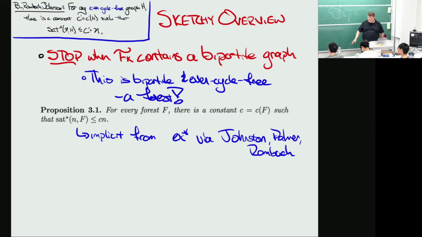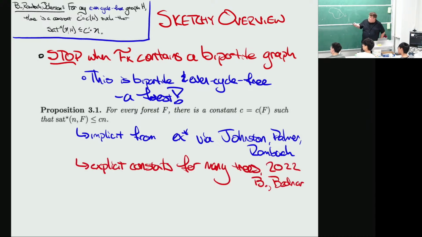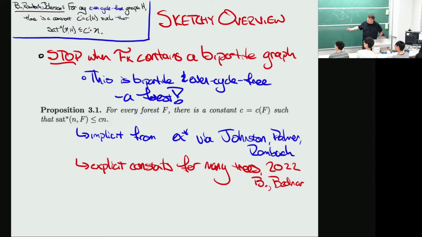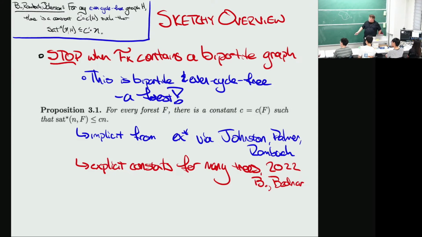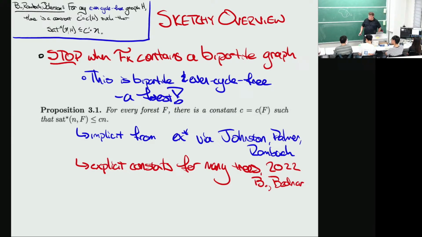Okay. We don't know what the rainbow saturation numbers are for forests in general. I have a paper on that as well. I'm very interested in it. And I told you already the only ones we know are like very silly short paths and double stars or something. You can get explicit constants for some trees in a paper of mine with my graduate student.